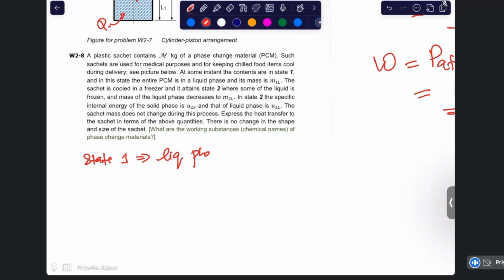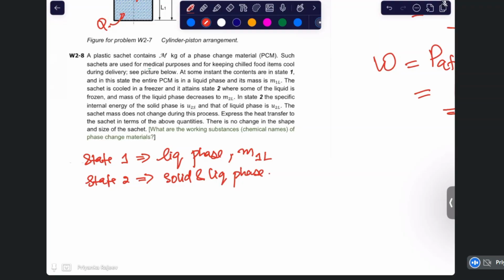In this state, the entire PCM is in liquid phase and its mass is M1L. The sachet is cooled in a freezer and it attains state 2 where some of the liquid is frozen and the mass of the liquid phase decreases to M2L. So it has solid and liquid phase at state 2.